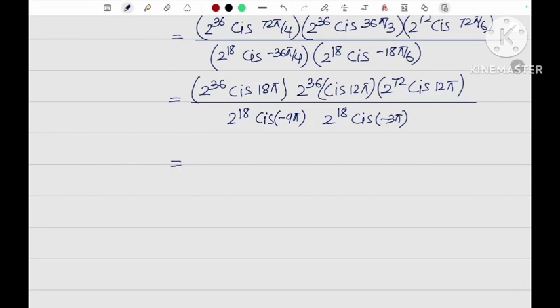Equal to, now 18 pi cis 18 pi, I can subtract or add any multiples of 2 pi. So 18 pi minus 18 pi, this will become cis 0. Similarly, this will become cis 0. Similarly, this will become cis 0, and cis 0 is nothing but 1.